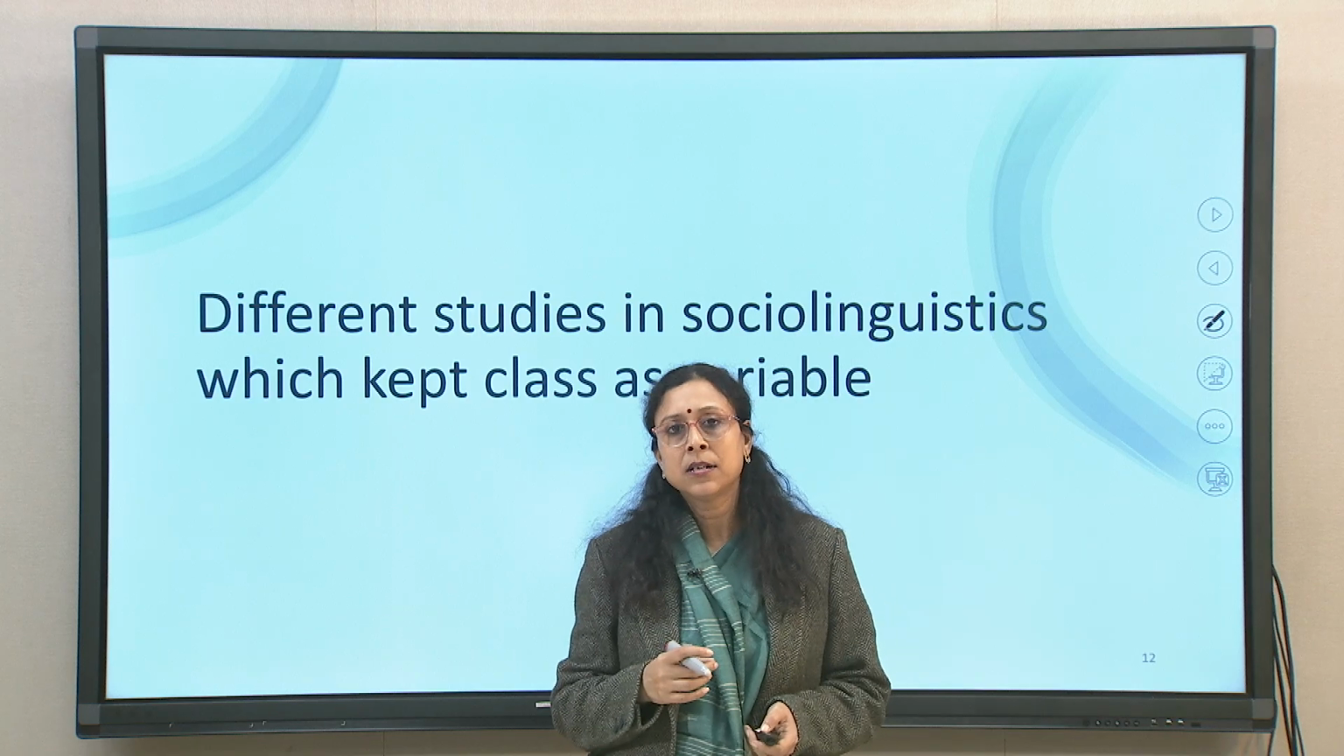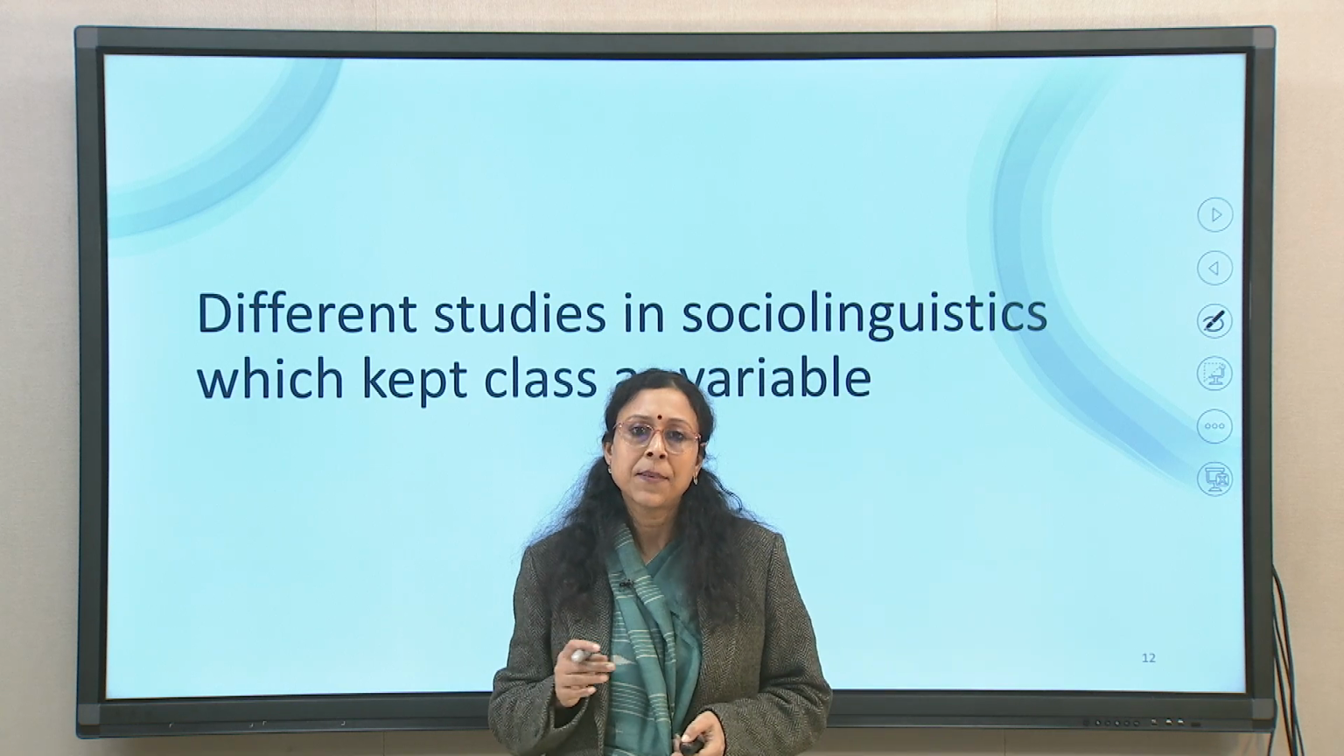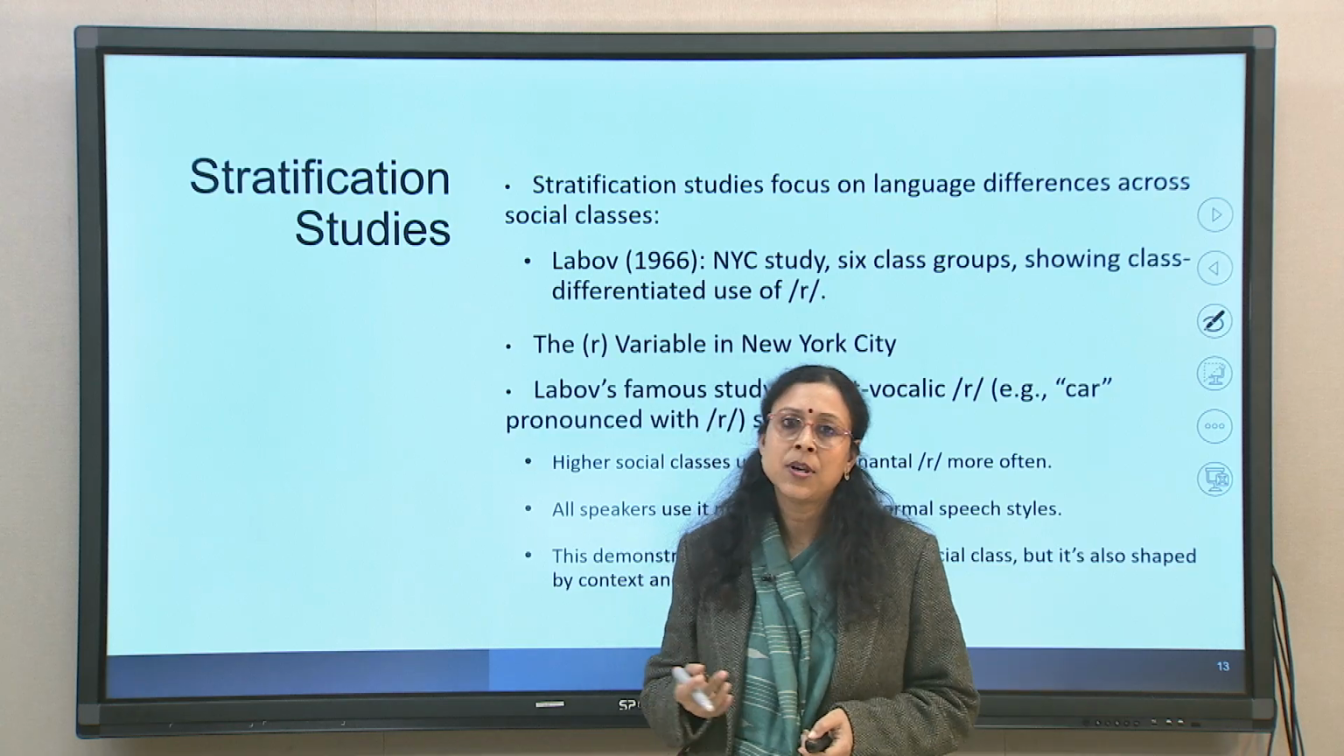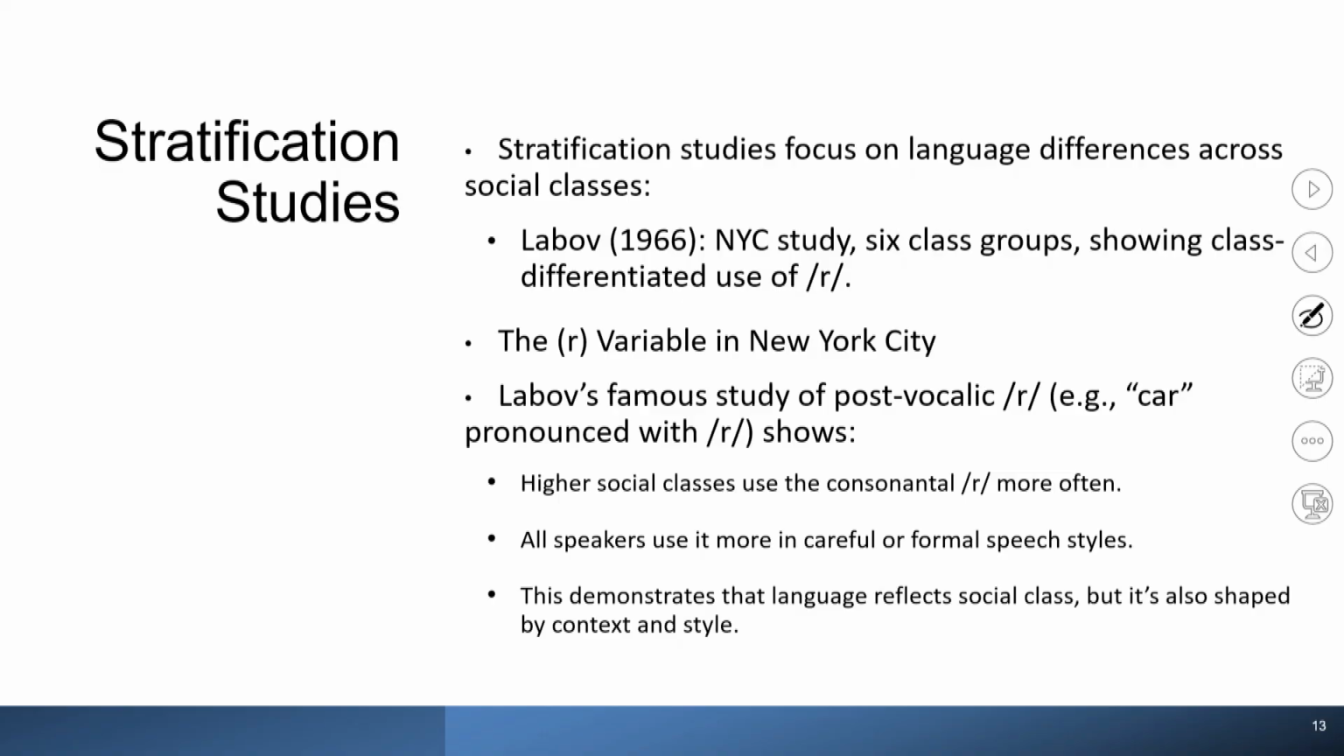Now, some different kinds of studies in sociolinguistics which kept class as a variable. Of course, we have to go back to Labov's work, stratification studies, where Labov looked at his famous New York City study, 6 class groups. He looked at class differences, differentiated by the use of the r sound. This is one of his most famous studies, the r variable in New York City, his famous study of post vocalic r, for example, in case of car, pronounced either with or without the r, and that was a class specific way of pronouncing the word.